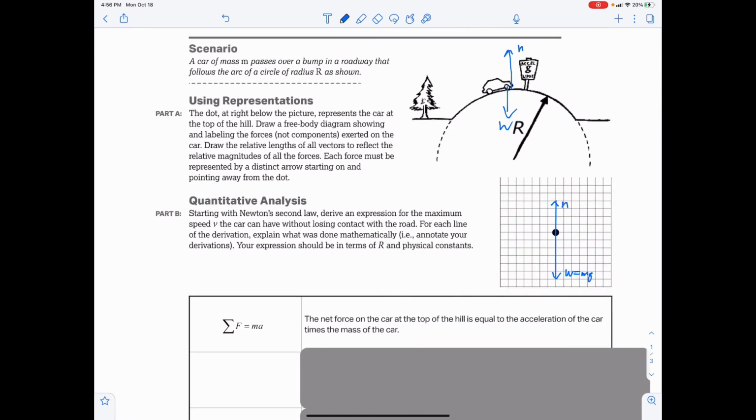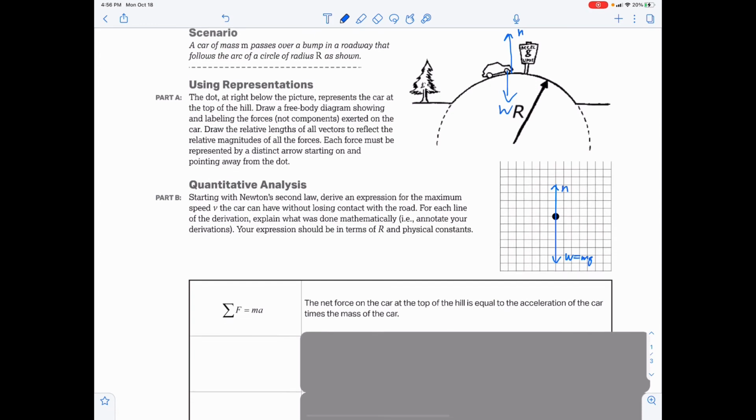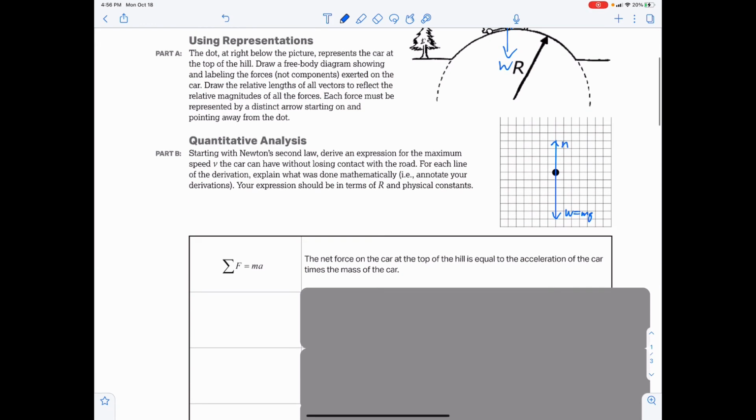Part B, starting with Newton's second law, derive an expression for the minimum speed v the car can have without losing contact with the road. For each line in the derivation, explain what was done mathematically. In other words, annotate your derivations. Your expression should be in terms of r and physical constants. The first one says net force equals ma. Description: the net force on the car at the top of the hill is equal to the acceleration of the car times the mass of the car.